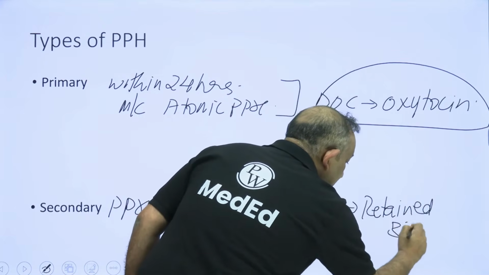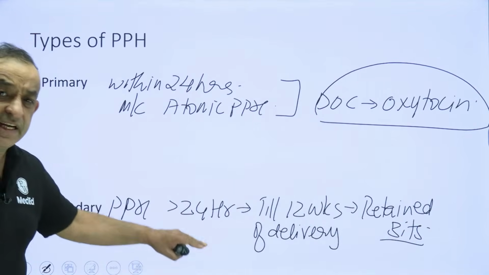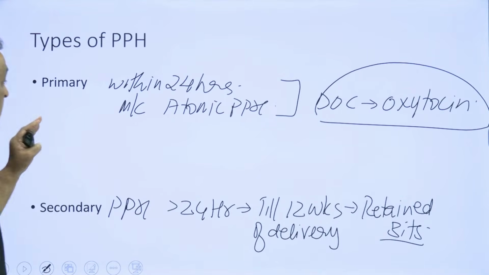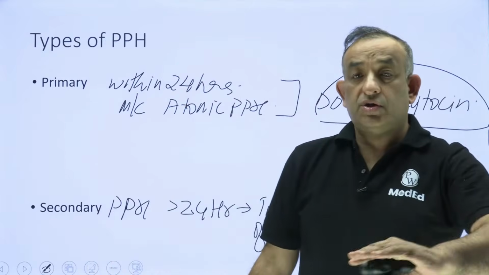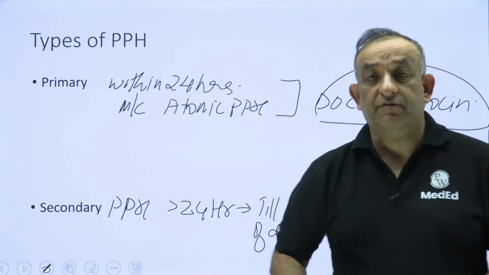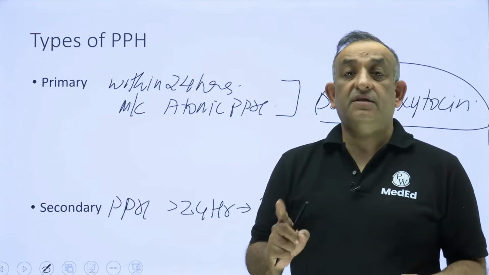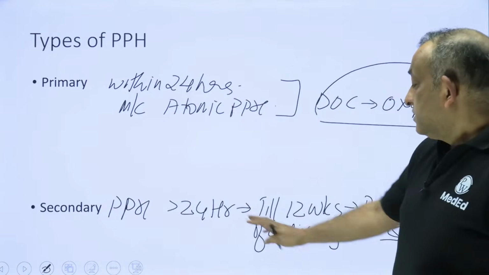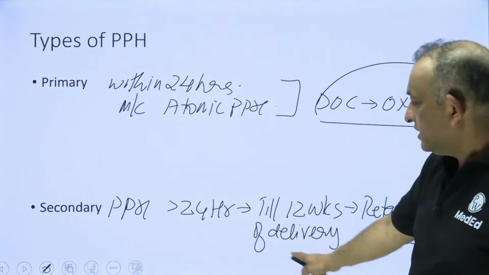So when there are retained bits of placenta, they get infected and cause bleeding. We are not talking about the secondary PPH in great detail today. I want you final year MBBS students to know about the primary PPH properly. Primary PPH is because of the atonic uterus, and that is within the first 24 hours. Most commonly it is in the first 1 hour. But yes, within the first 24 hours is your definition. Secondary PPH is because of retained bits. So yes, this secondary PPH, I just thought I'll tell you a little bit more.